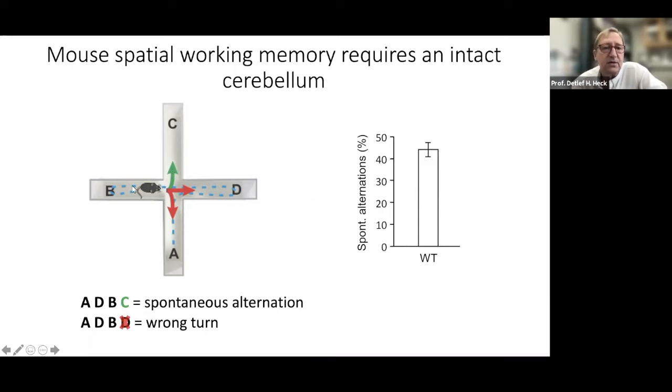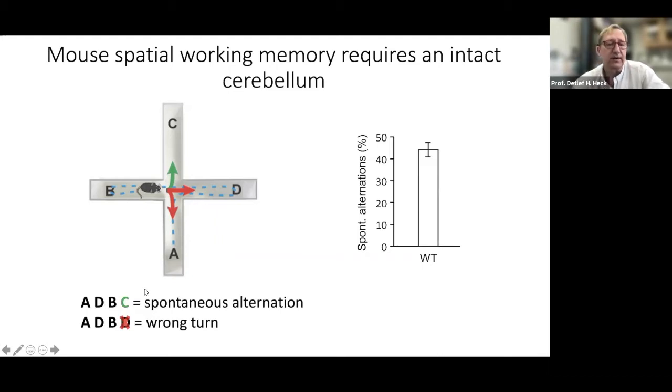If you follow the movements of the mouse, and we do that with a video camera tracking which way the mouse is going, you end up with a sequence of arm visits like down here. If that sequence has 4 letters that are not repeating, so 4 arm visits without repetition, we call that a spontaneous alternation. Of course, these sequences go on and on.